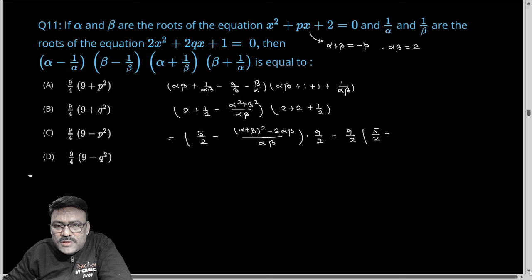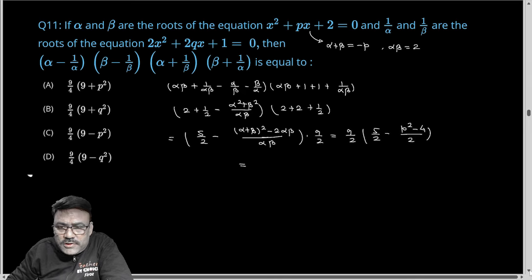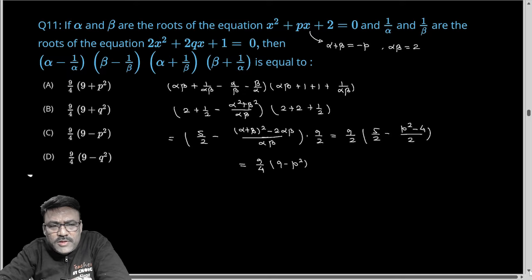Then alpha plus beta is minus p, so p square. Alpha beta is 2, so 4. Alpha beta is 2. So you are getting 9 by 2. 2 can be taken outside here, so 9 by 4. And then 5 plus 4, 9. 9 minus p square. So this is the answer: 9 by 4, 9 minus p square, which is option C.